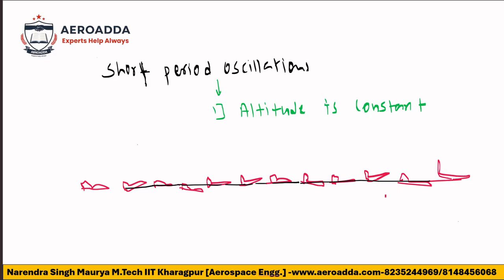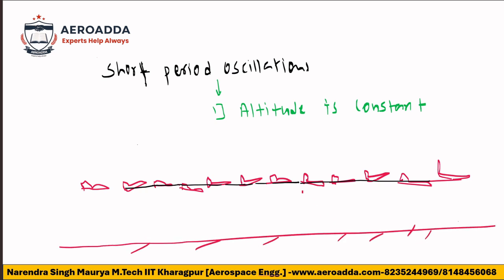It is not going to change. It will go nose up because it's a short period pitching oscillation. Pitching oscillation means nose up, nose down, nose up, nose down. But if you see the overall altitude, that is the height with respect to the reference, the altitude is constant everywhere. It is not going to change.